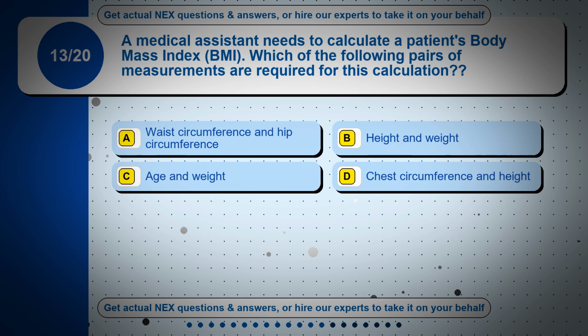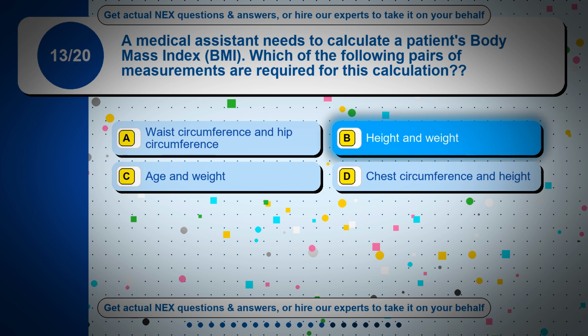Question 13. A medical assistant needs to calculate a patient's body mass index, BMI. Which of the following pairs of measurements are required for this calculation? Option A. Waist circumference and hip circumference. Option B. Height and weight. Option C. Age and weight. Option D. Chest circumference and height. The correct answer is option B.